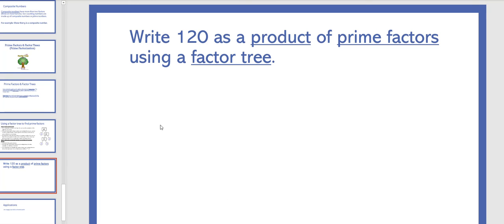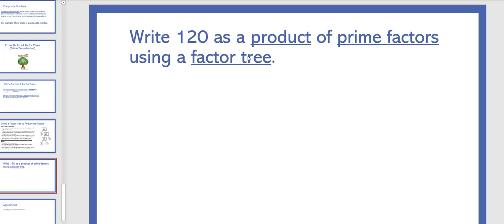Now, our question here asks us to write 120 as a product of prime factors using a factor tree. Okay, so we just looked at the keyword prime factors, factors that are prime numbers. Products, remember, whenever you see the word product, you think of multiplication. Product is an answer when we multiply.